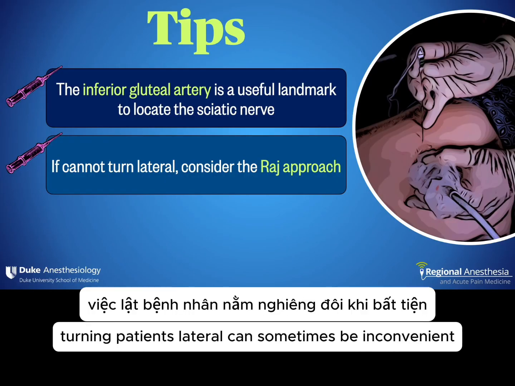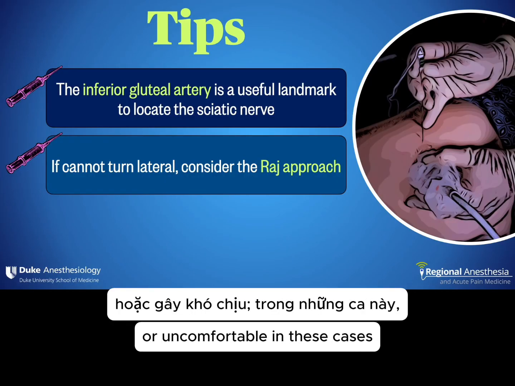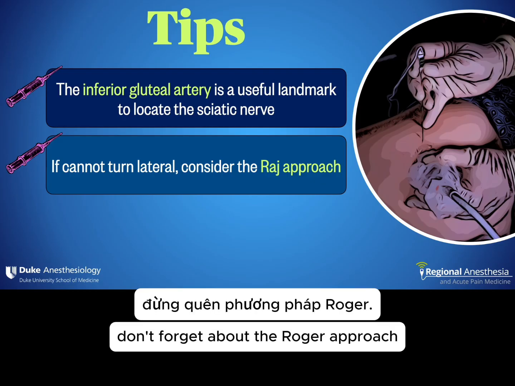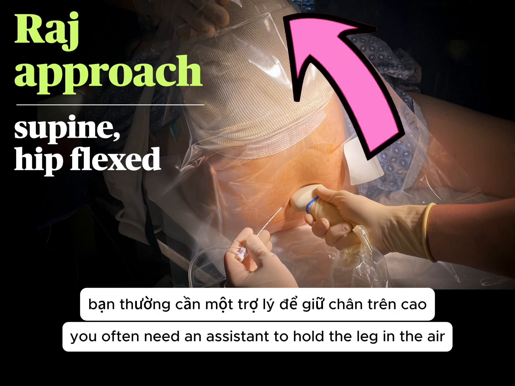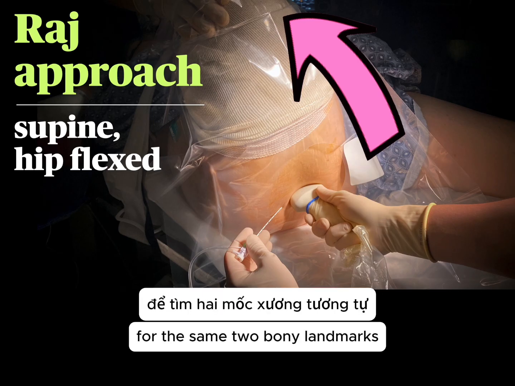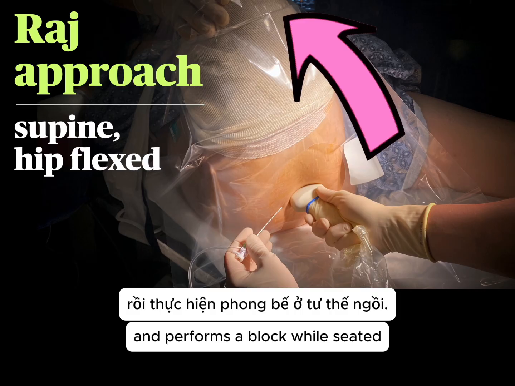Second, turning patients lateral can sometimes be inconvenient or uncomfortable. In these cases, don't forget about the Raj approach. The patient remains supine and the hip is flexed. You often need an assistant to hold the leg in the air while the operator palpates for the same two bony landmarks and performs the block while seated.